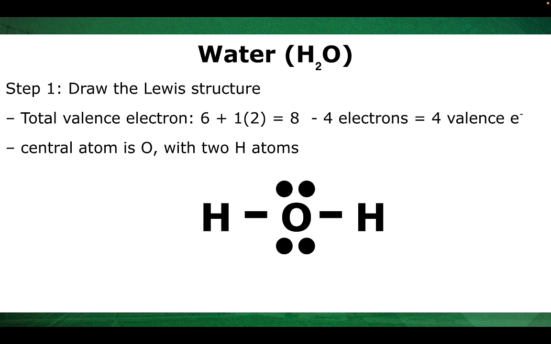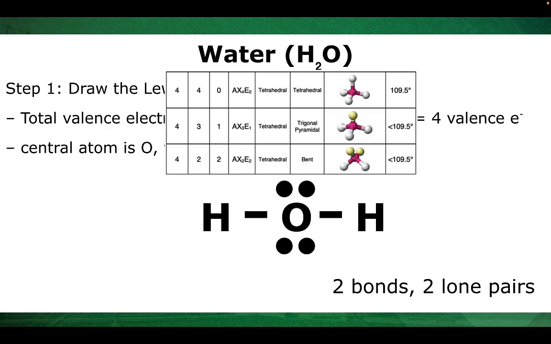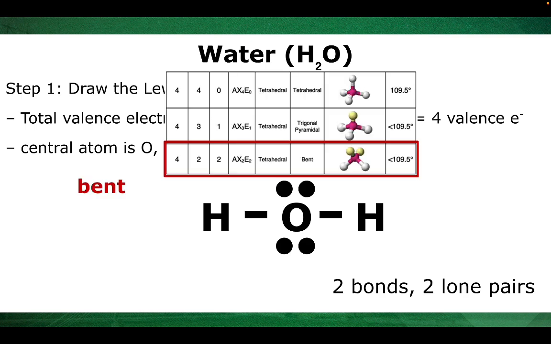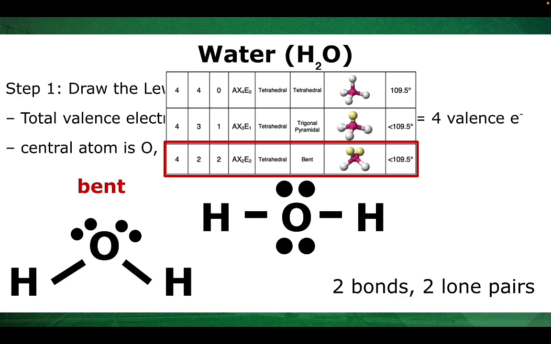Step 2 is to count the electron domains. That's 1, 2, 3, 4. Specifically, you have 2 bonds, 2 lone pairs. If we're going to check our table, that is a bent shape. So remember, lone pairs have strong repulsive forces, so they will push the electrons to have a structure like this. So in 3D, it looks like this one.